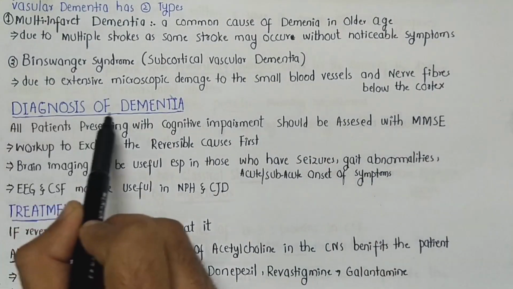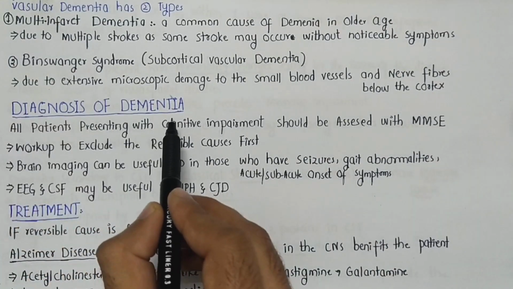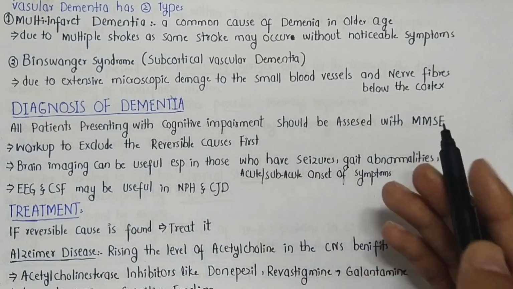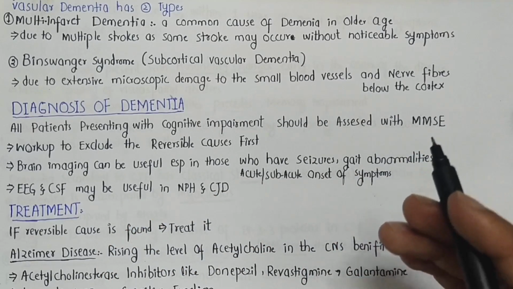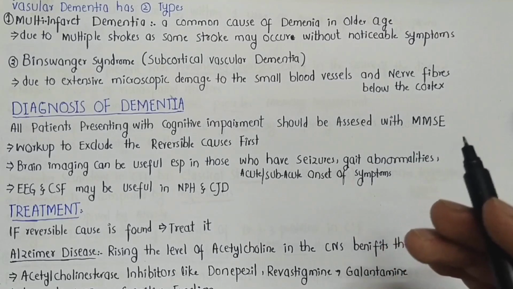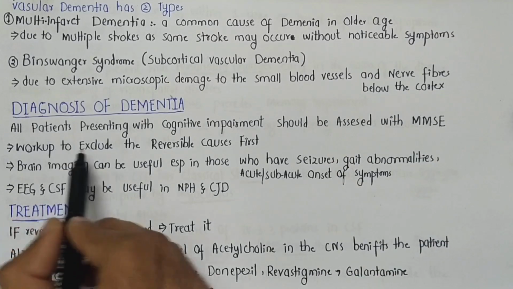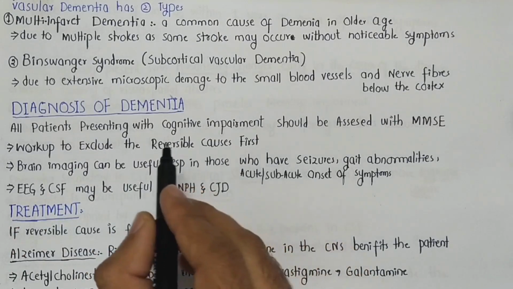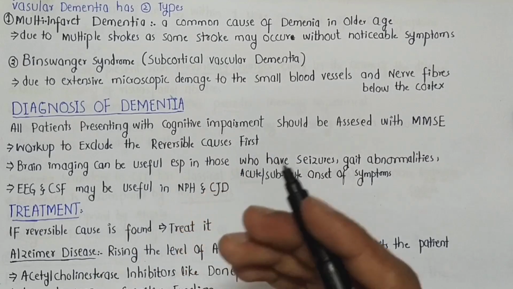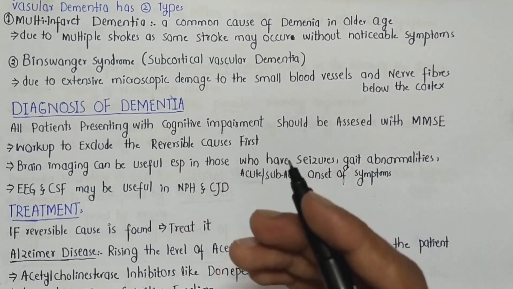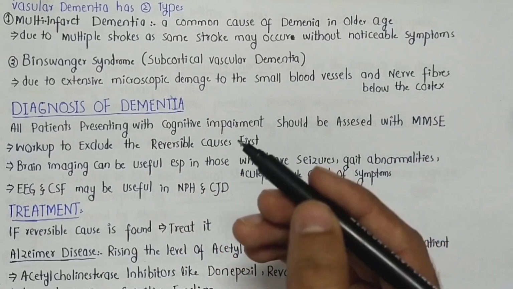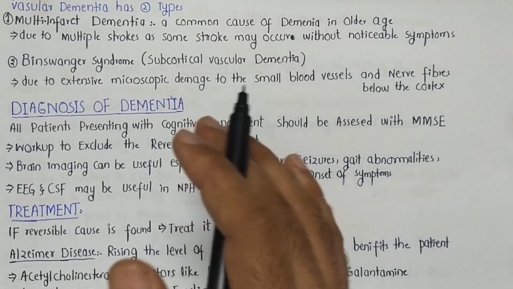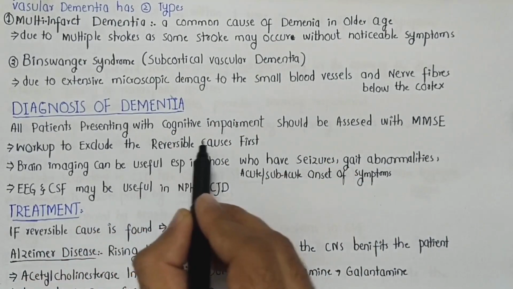Now we are into the diagnosis of dementia. All patients presenting with memory problems and cognitive impairment should be assessed with the mini mental status exam to actually identify the areas of cognitive impairment. The workup should be started to exclude the reversible causes first, like hypothyroidism, vitamin B12 deficiency, depression, encephalopathy. You have to do CBC, you have to do LFTs, RFTs to exclude uremic encephalopathy and hepatic encephalopathy.